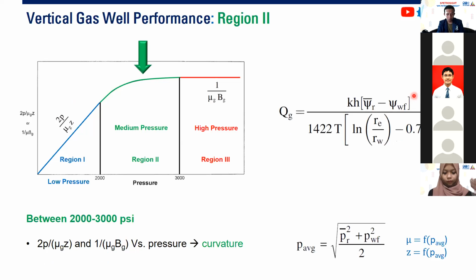And then what about between 2000 and 3000? We face the curvature here. It's not easy. We cannot run away from this situation. In this region, we cannot do approximation. We have to use pseudo pressure. If your well is operating between 2000 and 3000 psi, unfortunately, you have to calculate the pseudo pressure.